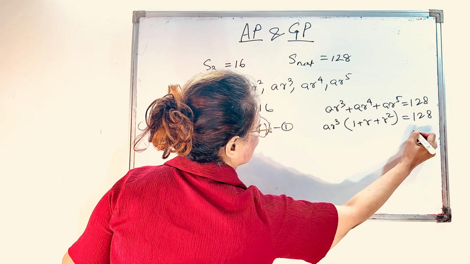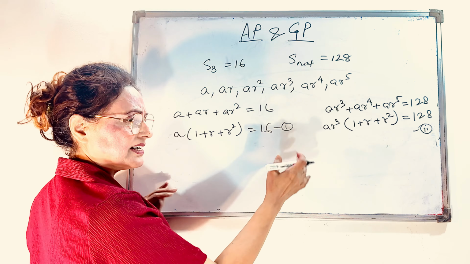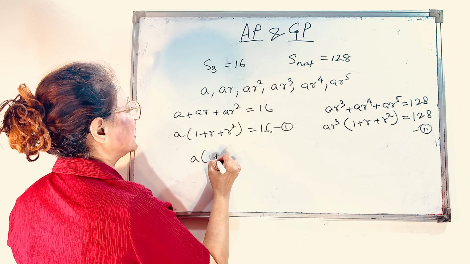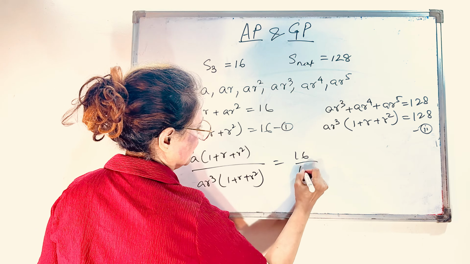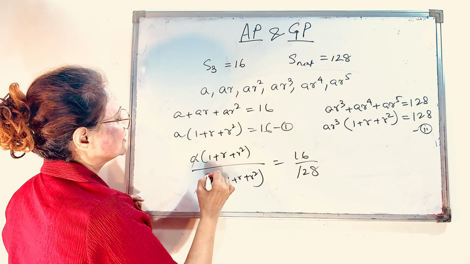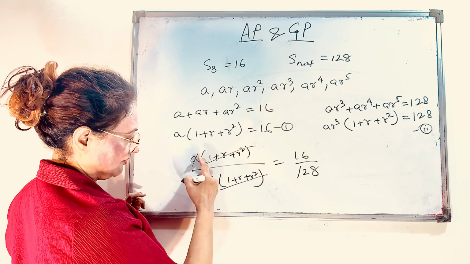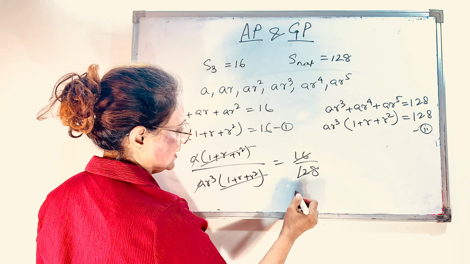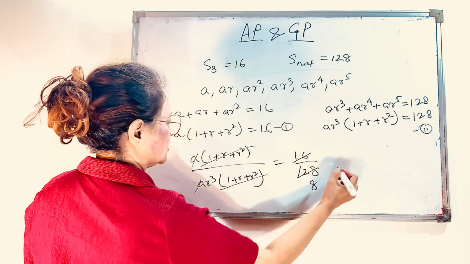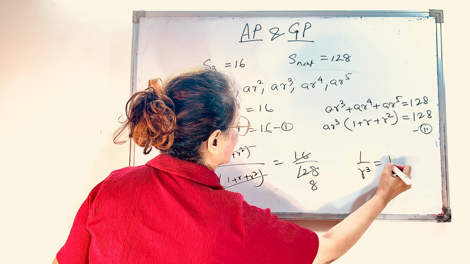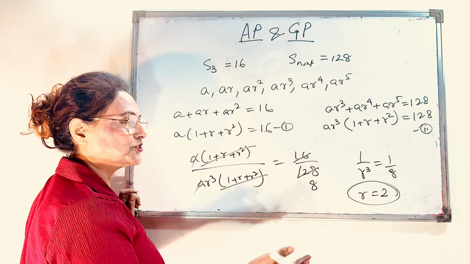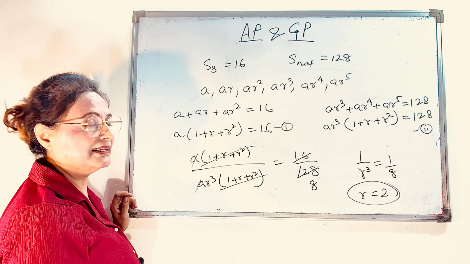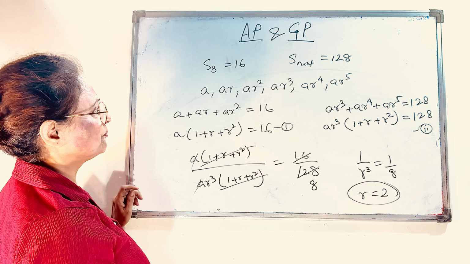Now, dividing first by second. So left hand side by left hand side is right hand side by right hand side. Let us do that. 1 plus r plus r square upon ar cube, 1 plus r plus r square, this is 16 by 128. A cancelled, the whole bracket gets cancelled, and we are left with 1 by r cube. This side, 16, 8 sixes are 48, so 8. So 1 by r cube is 1 by 8. R becomes 2. Here we cannot take plus minus 2 because minus 2 cube will be minus 8, right? So r is 2. We got r.